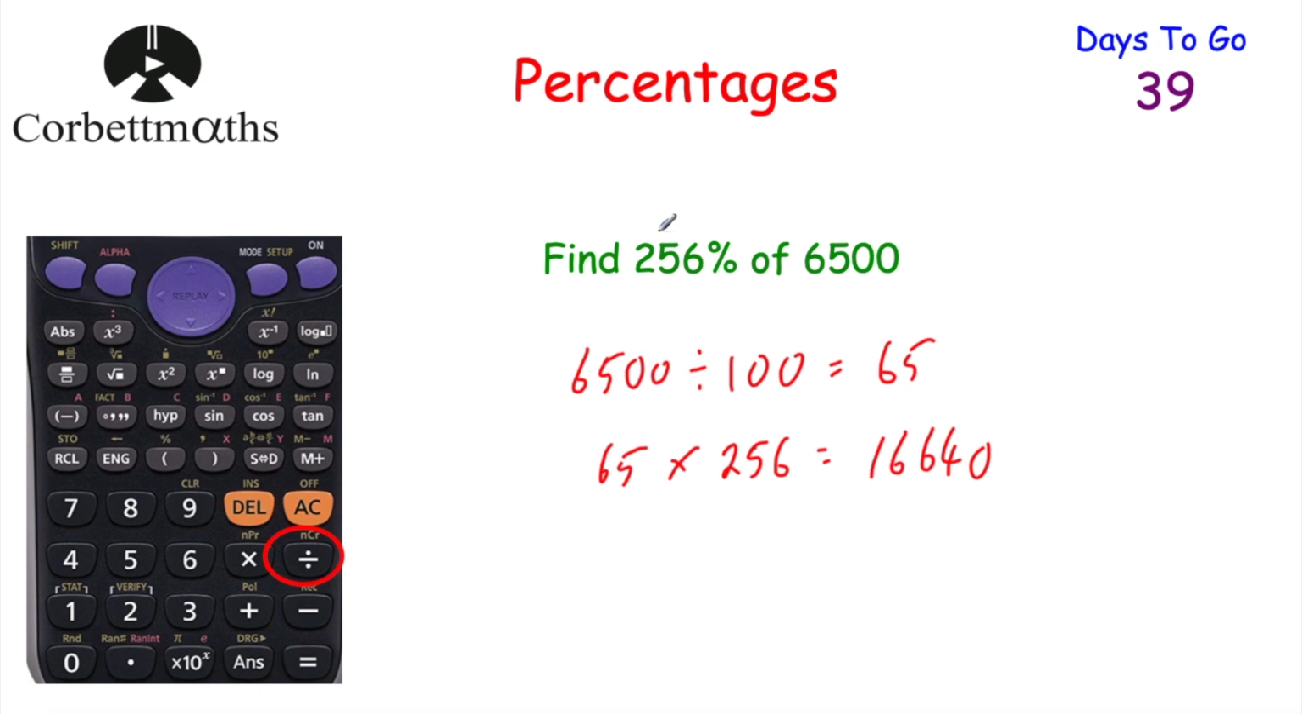Alternatively, we could find our multiplier. So changing this to a decimal would be 2.56, and then we could just do 6,500 multiplied by 2.56, and again that's equal to 16,640. And if you got that, well done.